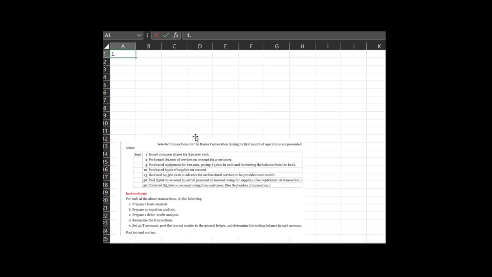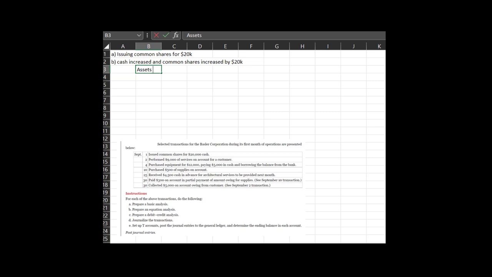Number one, so what am I doing in the first one? I'm issuing common shares for 20K. Cool. So what does that mean? What is the basic analysis? That really means that cash increased and common shares increased by 20K each, because that's how I'm financing my company. I'm like, hey, cool, you want to invest in me? Great, give me money. I'll give you this little certificate that says you own a part of this company and now you are an investor. So my cash increased, my common shares increased.